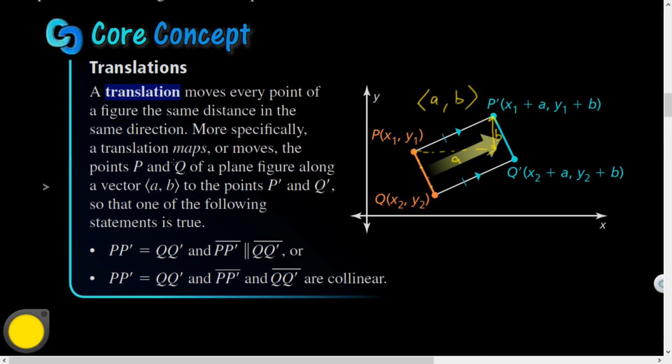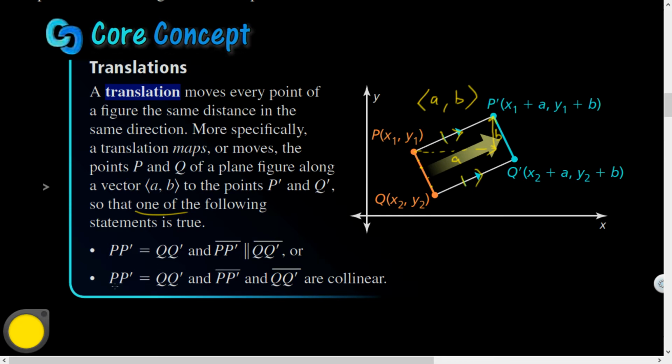Here we go. So the translation maps or moves points P and Q of a plane figure along vector AB to the points P prime and Q prime, so that one of the following statements is true. Interesting. One of. So PP prime is equal to QQ prime. All right, that's talking about those vector distances. Notice the congruence here. And PP prime is parallel to QQ prime. So notice those were also denoted there.